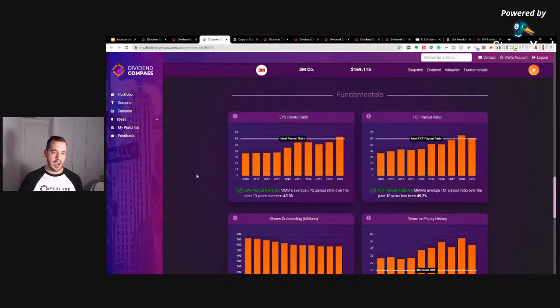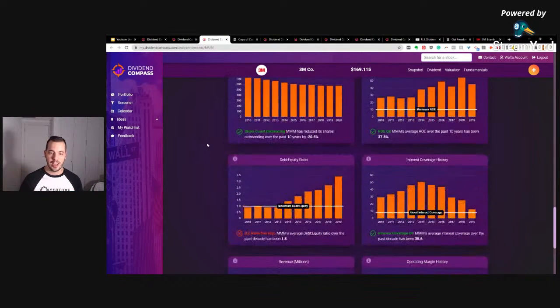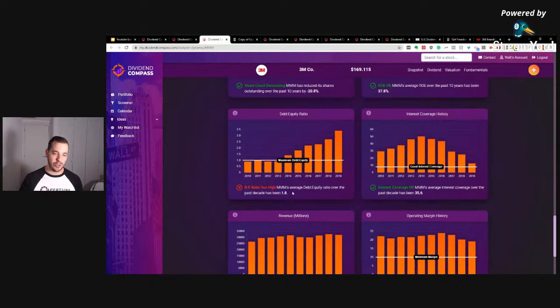That's why Dividend Compass just makes all this so easy. At a really quick glance, you can see a green tick if it's good, and a red cross if it's not. Here we go, the debt to equity ratio is too high. And here's where this would prompt more research, because 3M were pretty good. The debt to equity ratio was below 1, but from 2014 onwards, it's been increasing every year to the point where it's the highest it's been in the last 10 years right now. So obviously something's going on there.